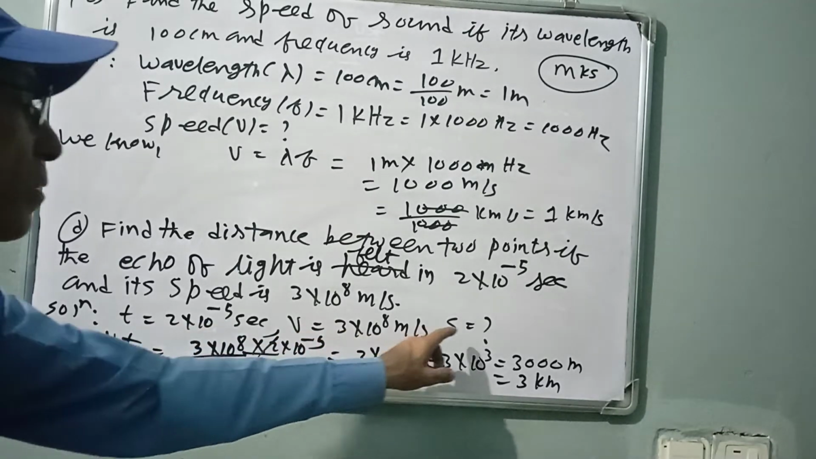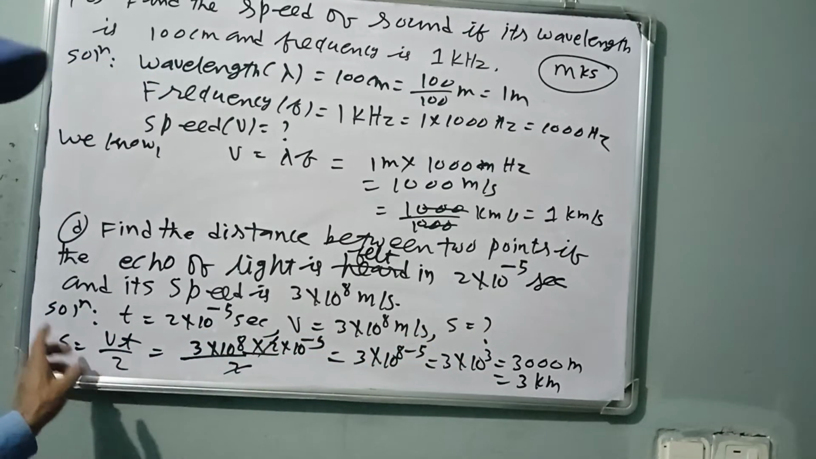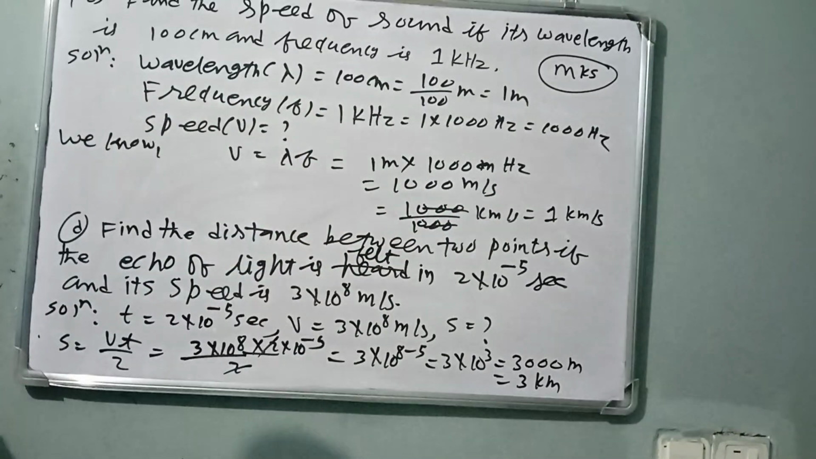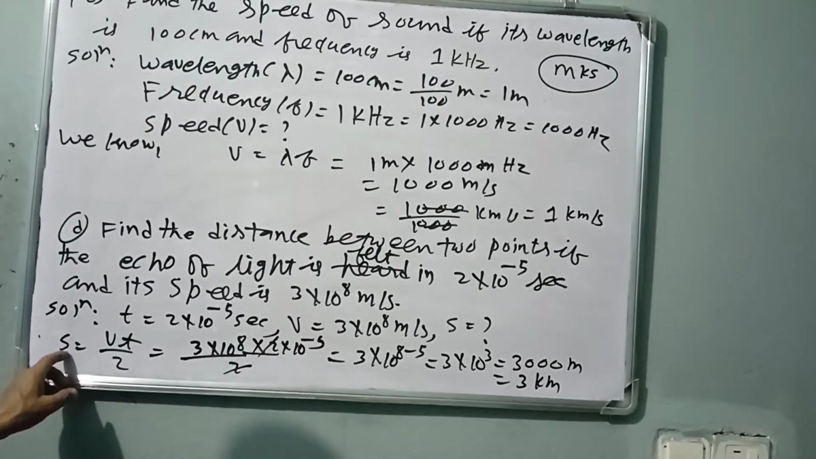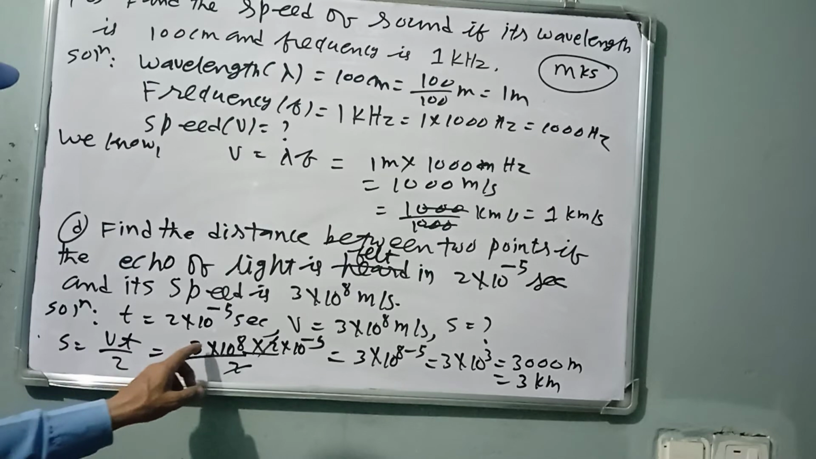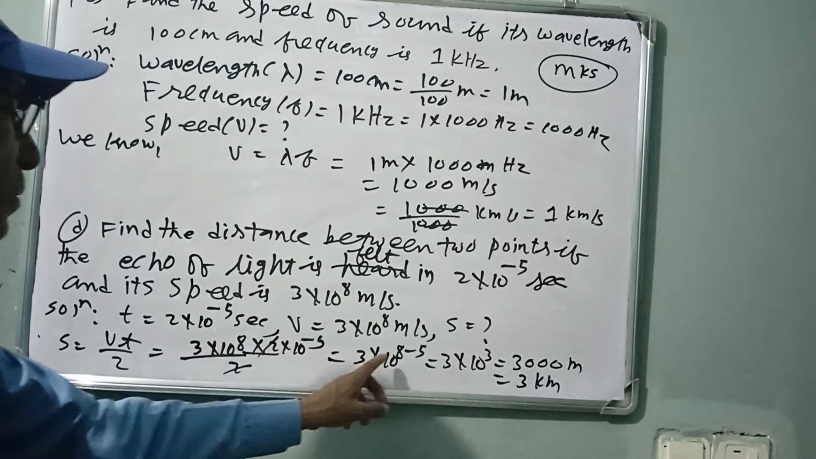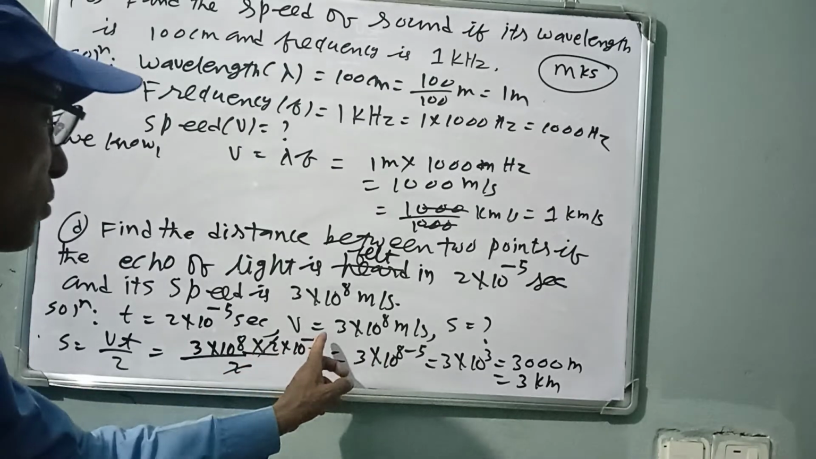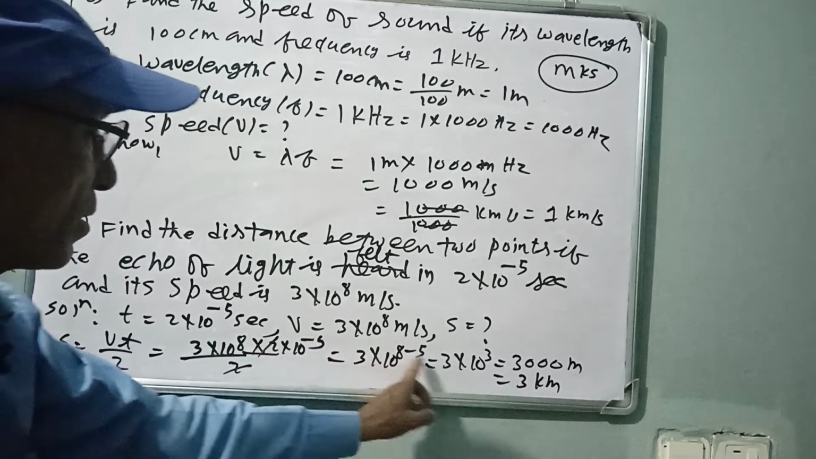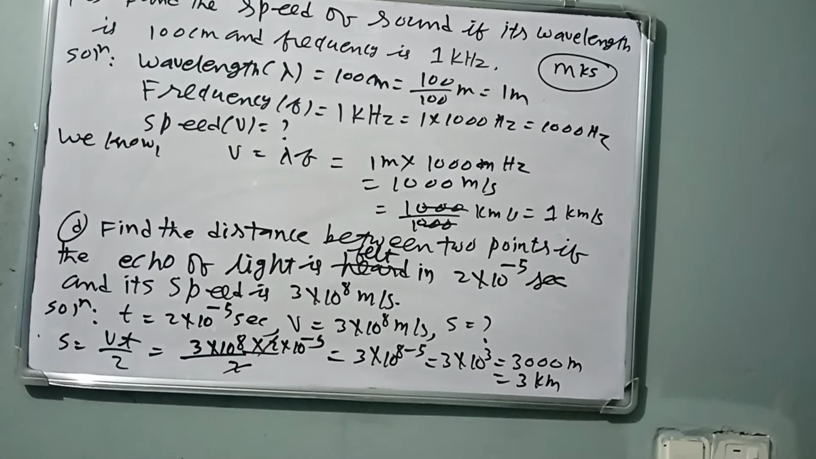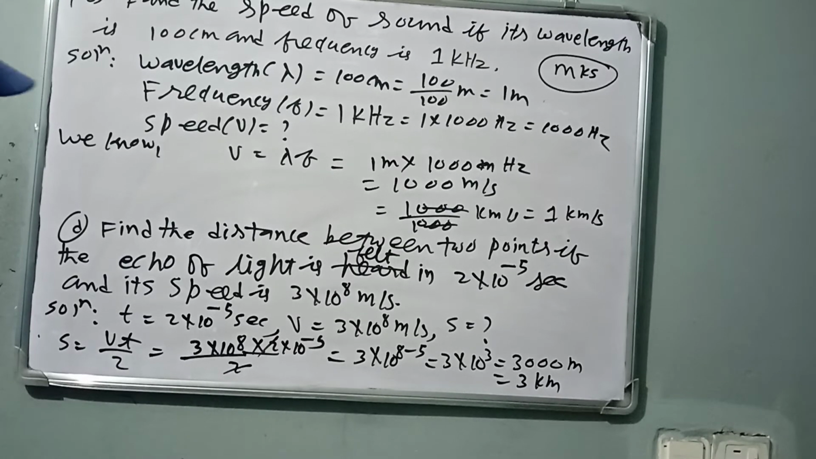Time period given, velocity given. Distance, what? See, this distance is A to B and B to A, back. The formula is vt by 2, velocity into time by 2. To cancel, 3 into 10 to the power 8 into 10 to the power minus 5. Law of index, 8 minus 5. Then you can solve. 3 into 10 to the power 3, 3000 meter, 3 kilometer, divide by 1000.